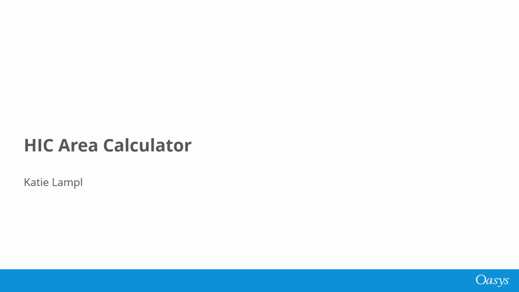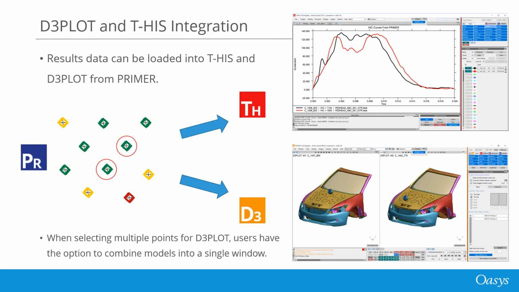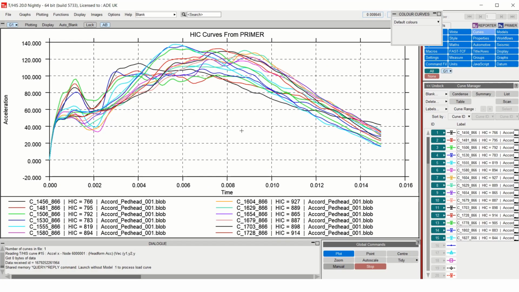In Oasys 20. In version 19, the HIC area calculator was integrated with Oasys THIS and D3 Plot, which made it possible for users to simply click the blobs on the screen in Primer and have the key results load directly into the post-processing software. In version 20, this functionality has been extended to allow users to more quickly interpret results. So first let's go to THIS and have a look at the new features.